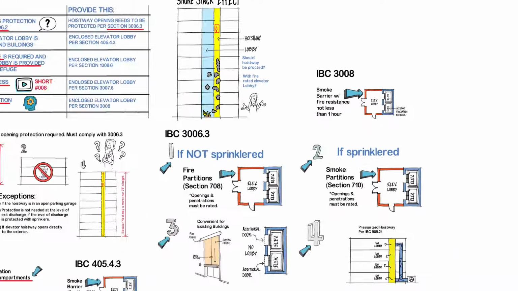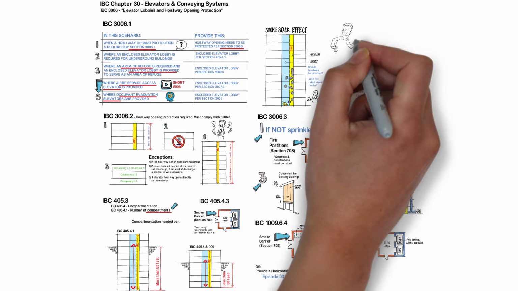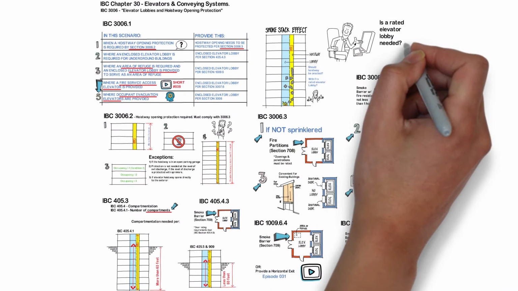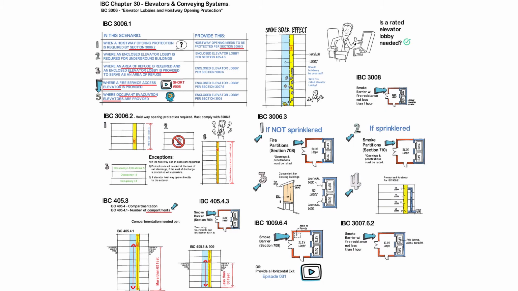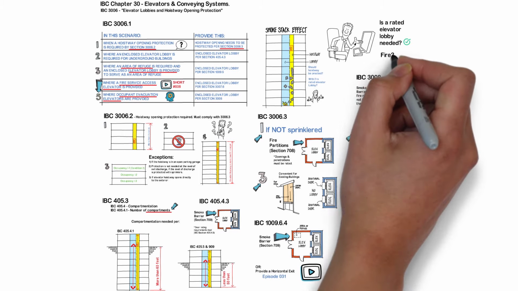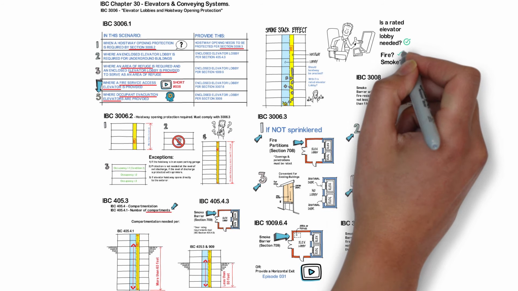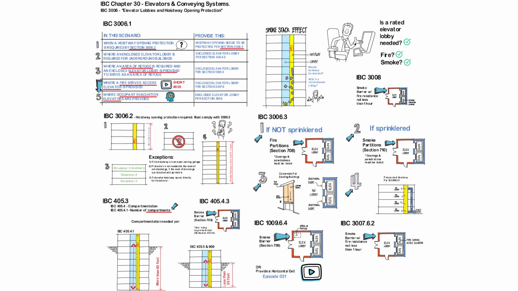So there you go. Now you know the basics of what the IBC requires for elevator hoistways, and if they need to be protected with an elevator lobby or not. And if they need an elevator lobby, whether they need to be fire rated or smoke rated.